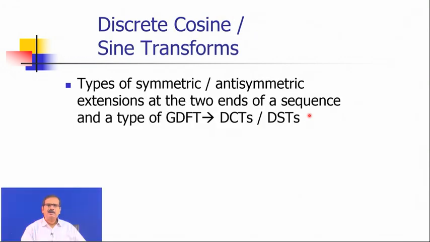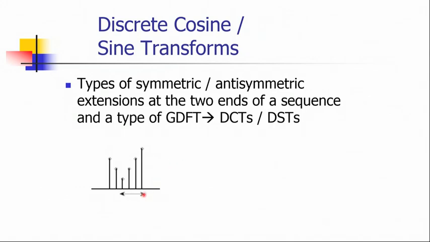So, this is what I mean, there could be various kinds of discrete cosine transforms, because you have so many different varieties. You can have different types of symmetric or antisymmetric extensions at its two ends, and observe whether the sequence becomes an even function or an odd function, and you can also use different kinds of discrete Fourier transforms from the definition of generalized discrete Fourier transforms. So, you can have different DCTs and different DSTs.